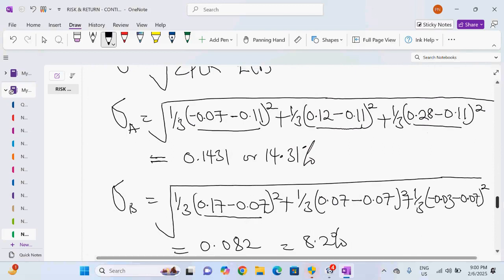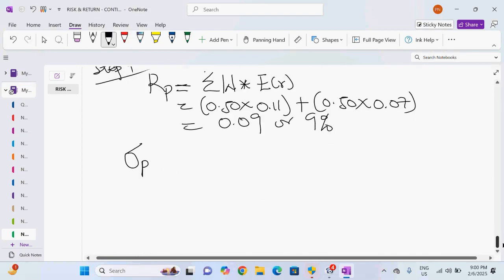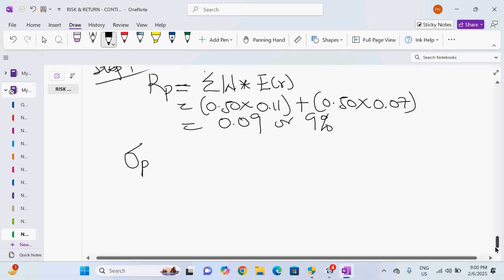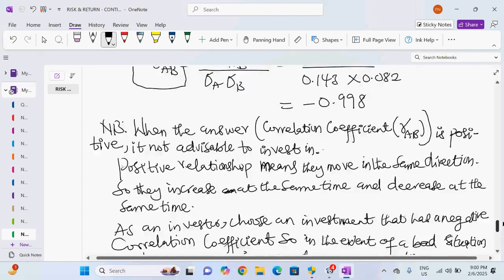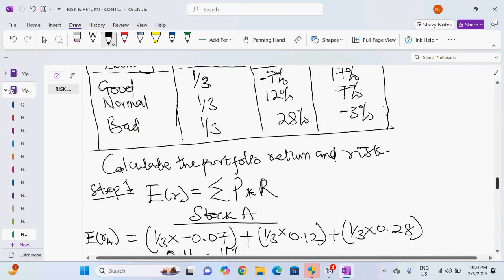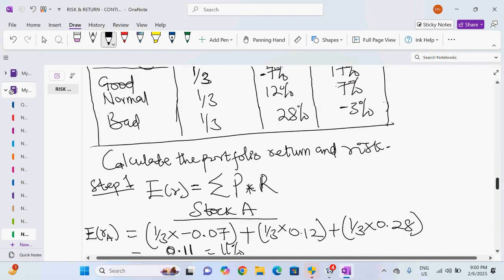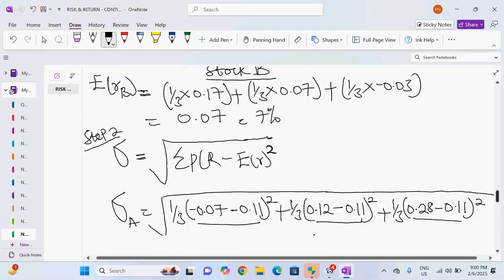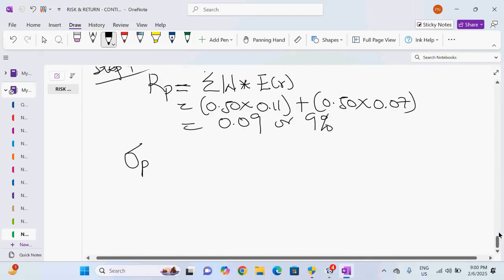This standard deviation is for each of the securities. We are talking about standard deviation for the portfolio, right? That is the requirement of the question. Look at the question. Calculate the portfolio return and risk. Risk is for the standard deviation. Standard deviation is used to measure the risk, and then the return is the RP. Now I'm going to calculate the risk. This is the risk.